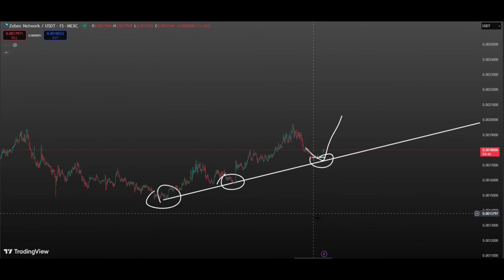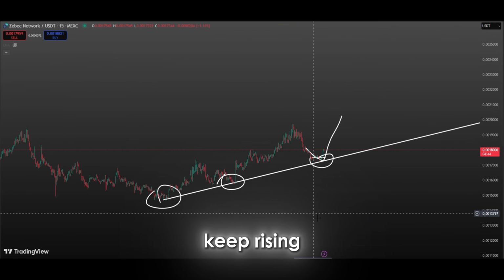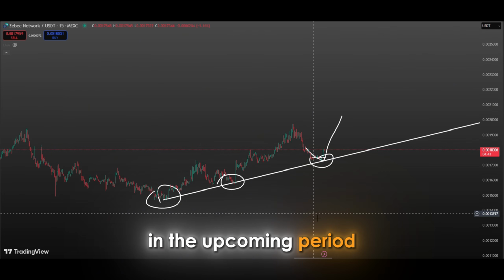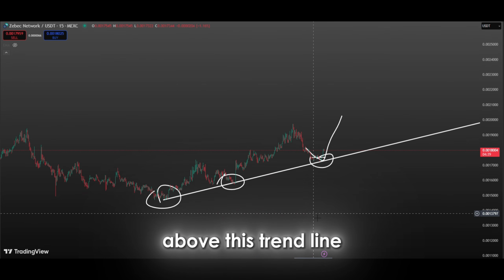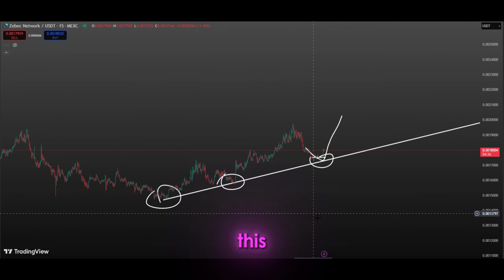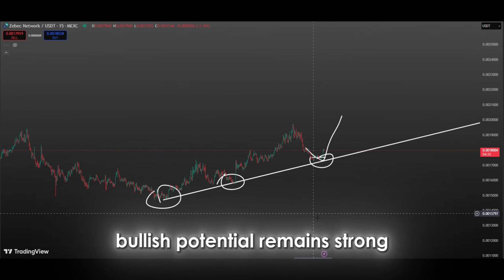Additionally, such technical structures offer investors not only insight into the current state, but also possible future scenarios. If this ascending trend line continues to hold, we can expect the price to keep rising in parallel with this line in the upcoming period. This provides investors with valuable information regarding both direction and potential entry-exit points. As long as the price remains above this trend line, we can say that market control remains intact and buyers continue to dominate. This indicates that the bullish potential remains strong.